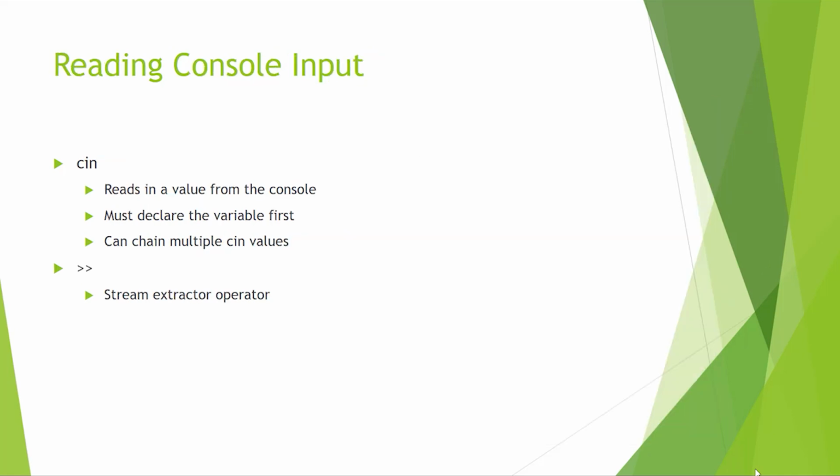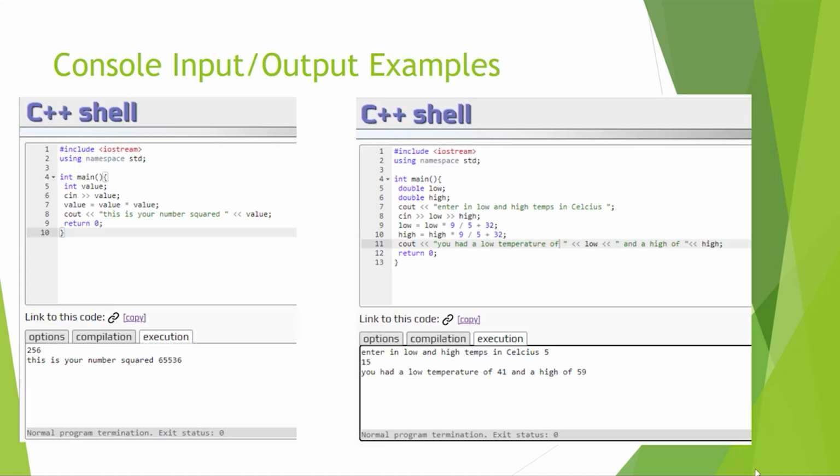Now let's talk about taking input from the user. The cin command is the opposite of the cout command, waiting for data to be entered rather than displaying it. It's important to remember that you must declare the variable in your code before inputting data to it. You can also chain together multiple cin commands like we just did with cout. The greater than symbol is the stream extractor operator used to indicate variables that will be receiving value from the inputs.